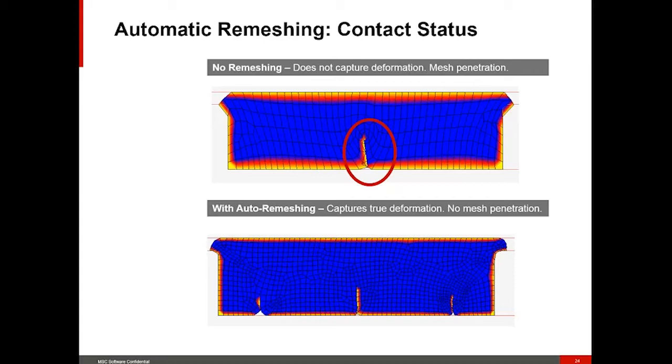This slide is similar to the previous one. It shows the contact status. The yellow color means that the corresponding element edges are in touch with other element edges or other components. It is clear that penetrations exist when global remeshing is not used.